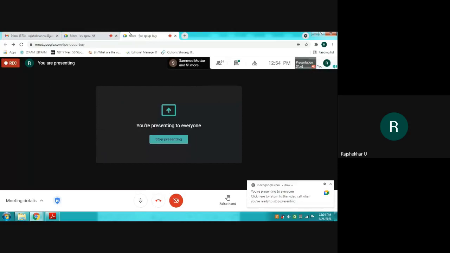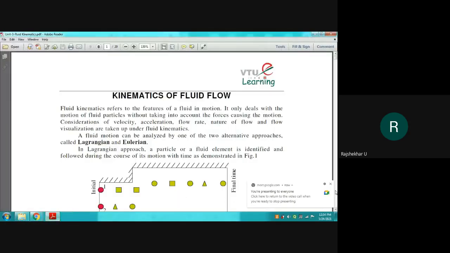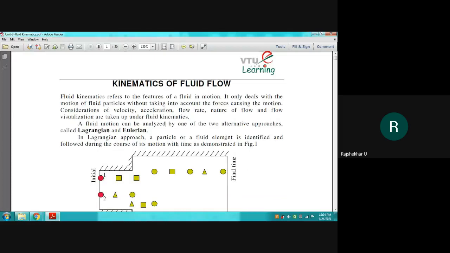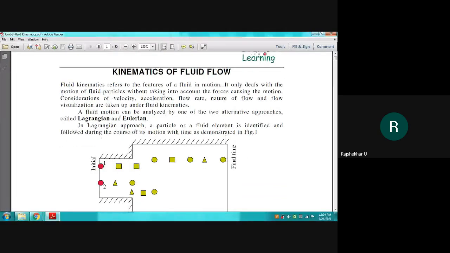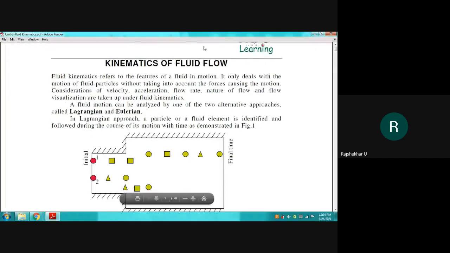Okay. The screen sharing is visible. Can see the notes. Can just somebody confirm? From B division also. From one of the students from 4th A or C and one from B. Visible, sir. Okay, thank you.